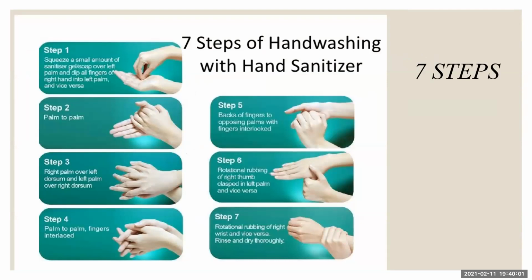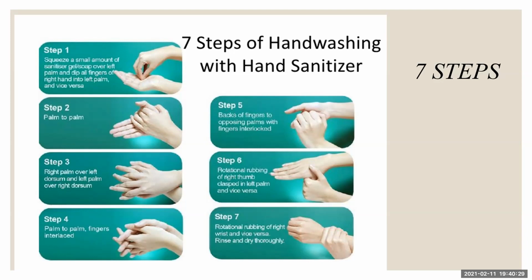Sorry, this is not hand washing, but hand rubbing with alcohol rub or hand sanitizer. The difference is in the first step, where if you're using a hand sanitizer, you need to put a small amount on the palm and dip all fingers of the right and left hand to ensure a good coverage. Then the steps are palm to palm, right palm over left dorsum and left over right dorsum, palm to palm again, and finger interlace.